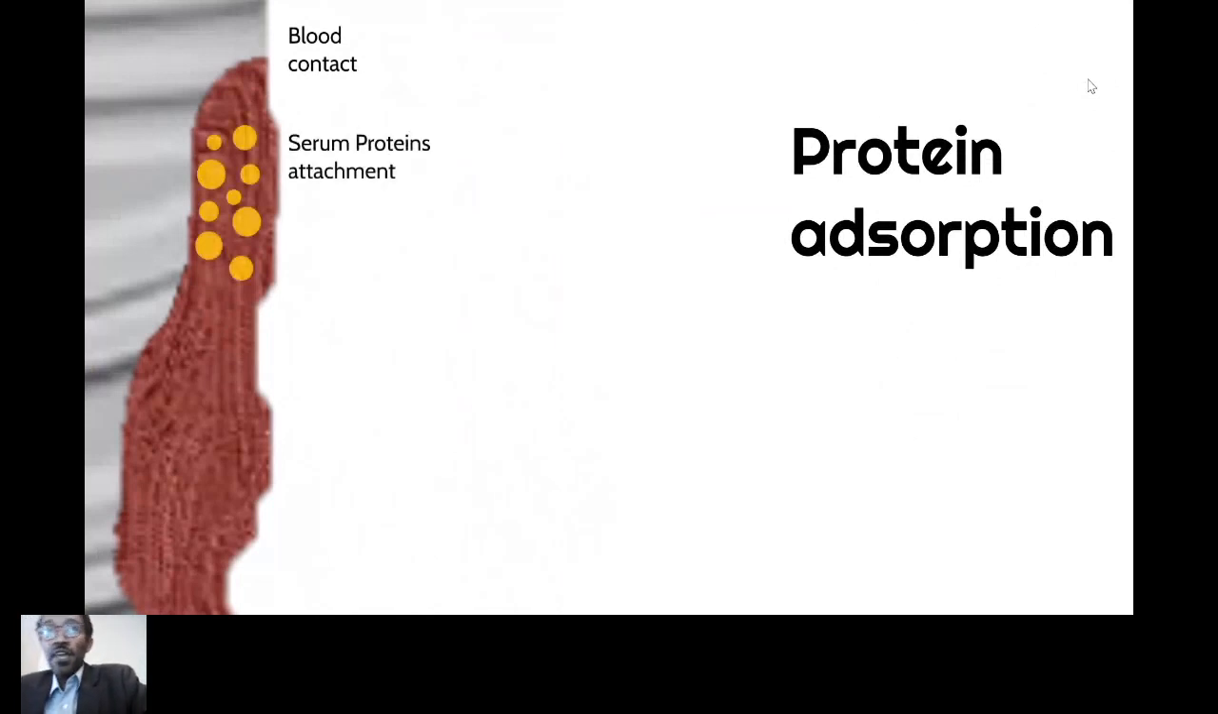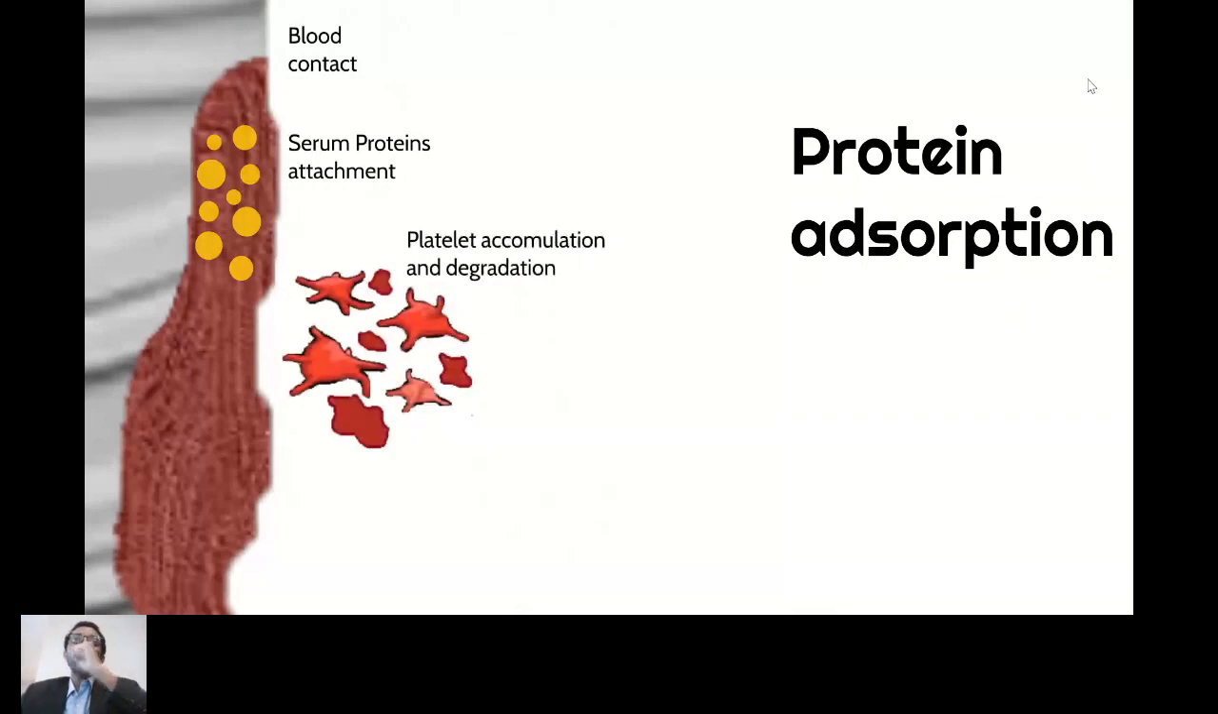You made an injury, blood came out and attached to the surface, and the blood made contact with the surface. With this blood, you get an attachment of the serum proteins in the blood. So the serum proteins will start attaching to the implant surface. That's the first step of the osseointegration process. What happens next is the platelets come, and they start accumulating and degrading. The platelets come because it's an injury, just like any other injury.